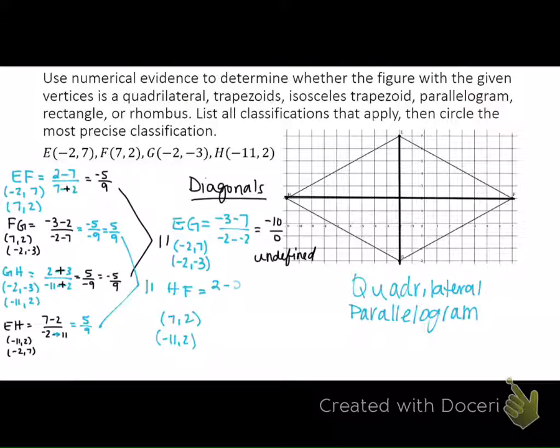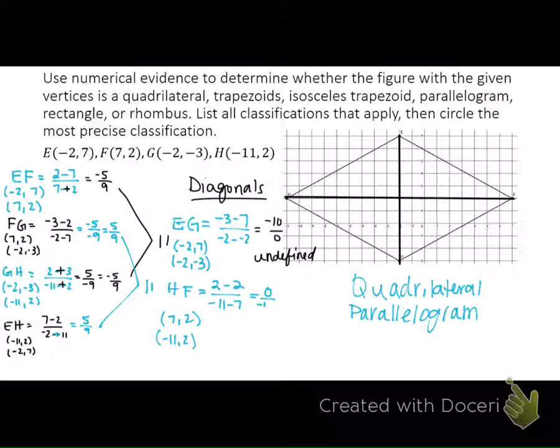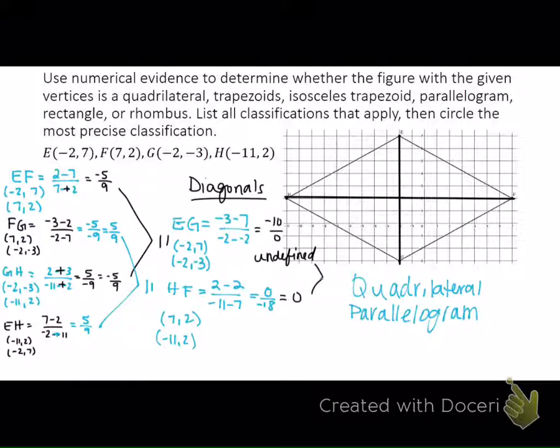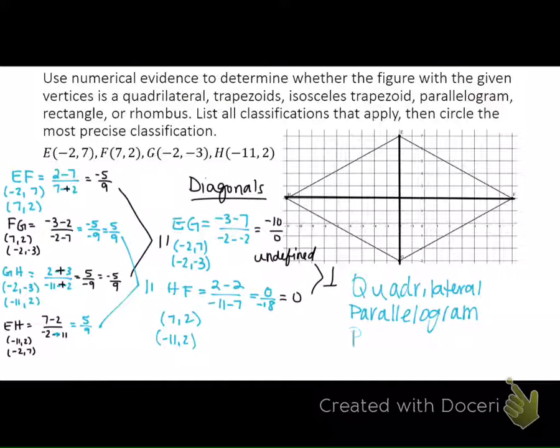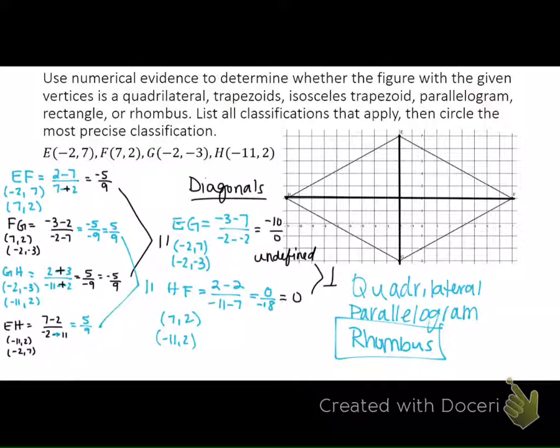And then I have 2 minus 2 over -11 minus 7, which is 0 over -18. Can you divide by 0, or 0 divided by anything is? Those are perpendicular to each other, so we have a rhombus. So if you ever get that situation, just realize that means the undefined and 0 slopes are perpendicular to each other.